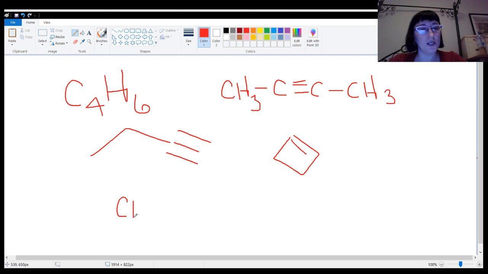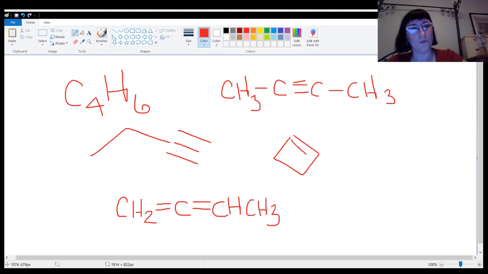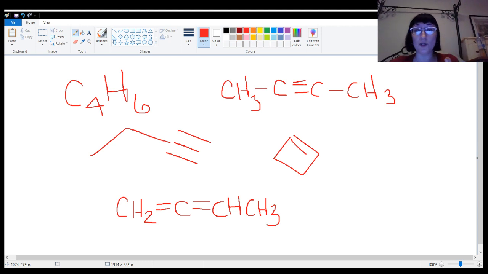You could have CH2, double bond, C, double bond, CH, CH3. Something like that. We could move the double bonds around, but you could always put on a triple bond as well if you're looking for 2 units of unsaturation.